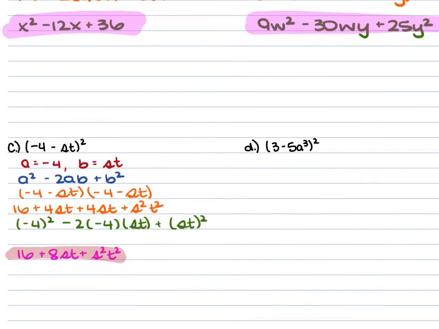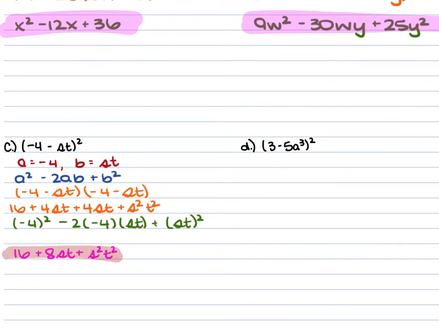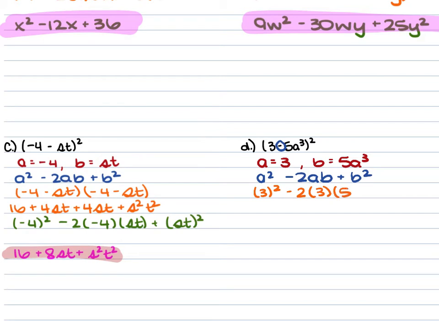For example D, we have 3 minus 5a cubed all squared. So in this case our a is 3. Our b is 5a cubed. We have a negative there, so we're going to use a squared minus 2ab plus b squared. So plug these values in. It's going to be 3 squared minus 2 times 3 times 5a cubed plus 5a cubed squared.